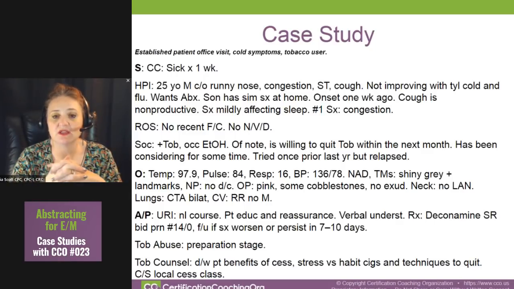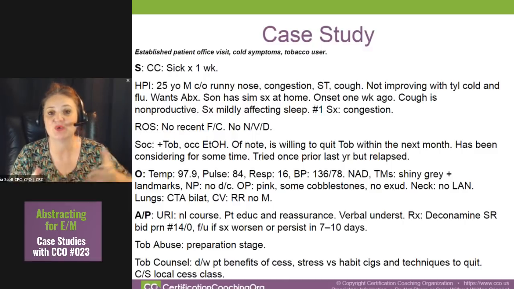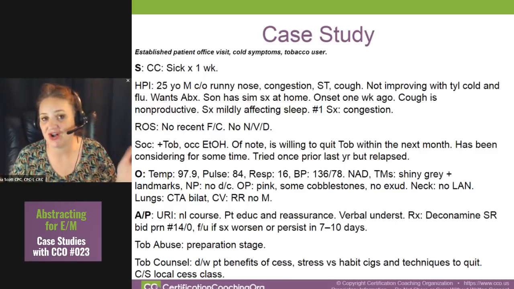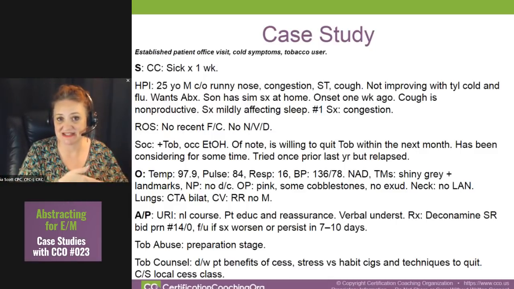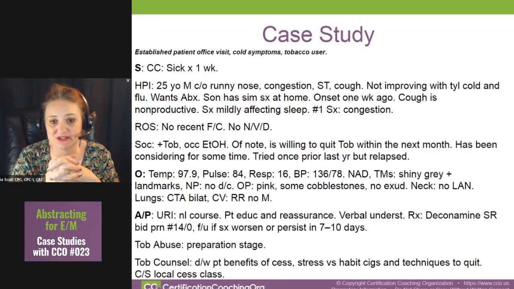But notice here that the patient is not improving, so that gives us quality, right? And what have they done to make themselves better? It's been a week. They've tried Tylenol, cold and flu, okay? And it's not working. And then notice here, son has similar symptoms at home, right? So again, they're not just all alone. Somebody else in the family is sick. That also gives us a little bit of context of what's going on. Happened 1 week ago. They started getting sick, so that gives us duration.